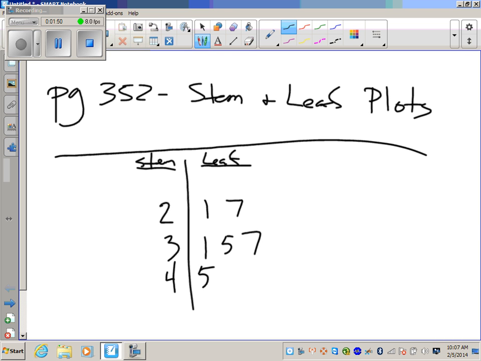But most of the time, you'll be given a whole set of numbers, and they'll ask you to create your own stem and leaf plot. So all you have to do is group all your numbers in the 20s, 30s, 40s, and then organize them from least to greatest. Okay? You wouldn't have to go back and do like I just did. You'd have all that information in front of you.